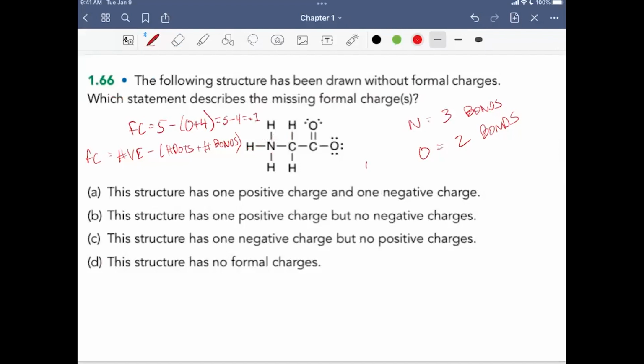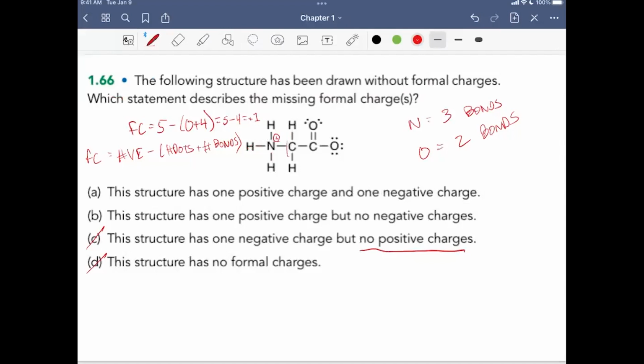I kind of mistook myself there, because if it has 3 bonds, it has 2 dots. So if it has 4 bonds, it has 0 dots. Okay, so this would be a plus for the nitrogen. So we can cross out this D right here, the structure has no formal charges, because that nitrogen has a plus. And we can cross out this C right here, because C says there are no positive charges, and that nitrogen has a positive charge. So let's keep going because we still have A and B to get through.